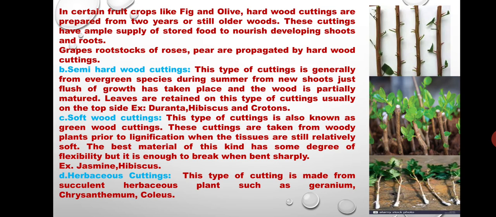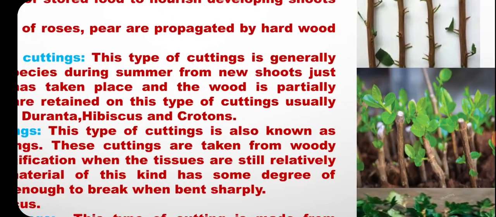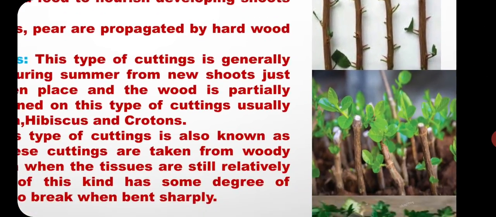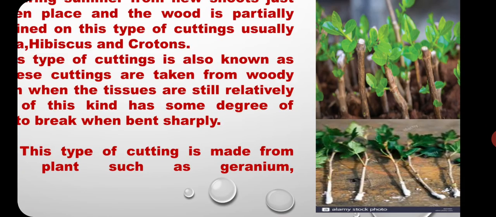Next, we discuss herbaceous cuttings. This type of cutting is made from succulent herbaceous plants such as geranium, chrysanthemum, and coleus. See, friends, some examples of cuttings: the hardwood cutting and softwood cuttings.